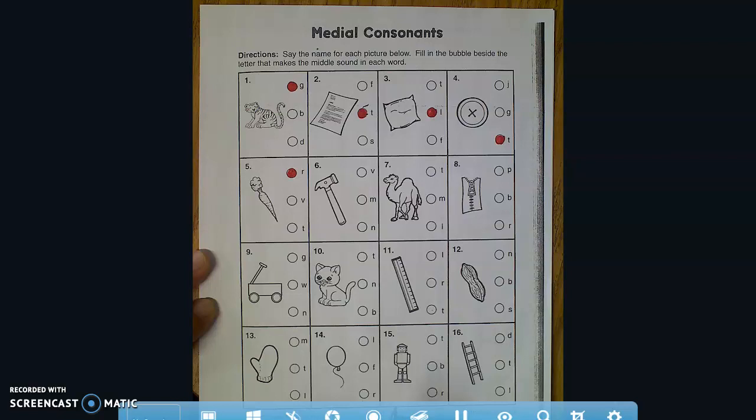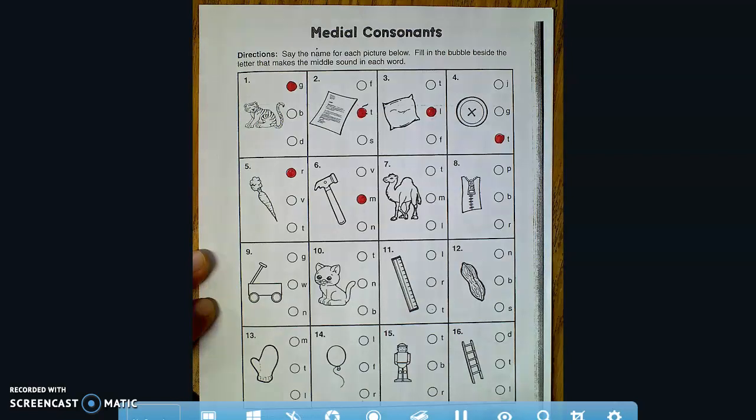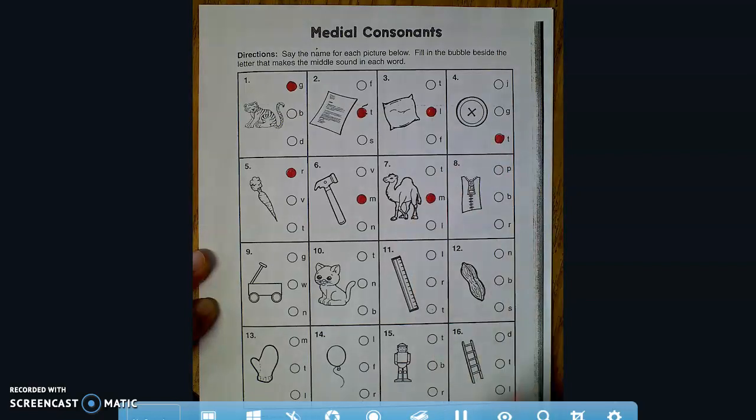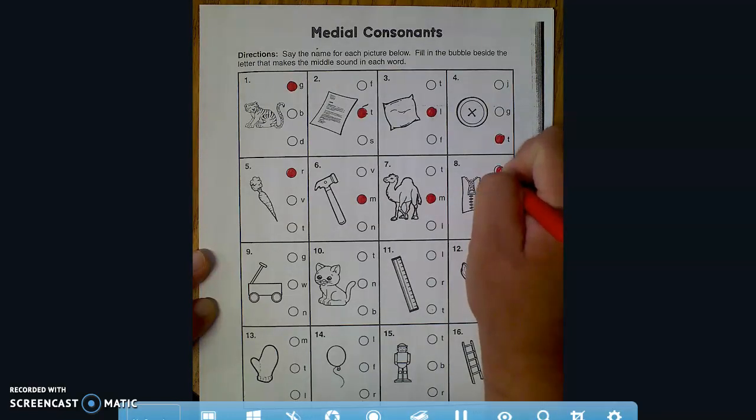Number 6 is hammer. Hammer. Middle sound is M, the middle consonant sound. Number 7 is a picture of a camel. Camel. It is an M again. Number 8 is zipper. Listen for the middle consonant sound. Zipper. It is a P sound in the middle.